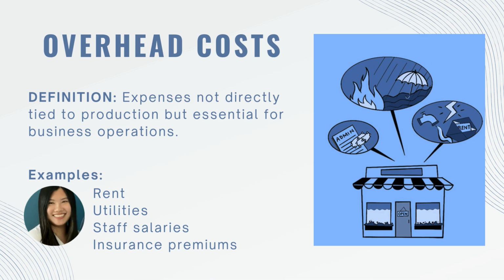We have staff salaries, that is the wages and salaries paid to employees who are not directly involved in the production of goods or services, such as administration staff, managers, and marketing personnel. And next, for example, we have insurance premiums, that is the cost of various insurance policies that protect the business from potential risk, such as property insurance or liability insurance.